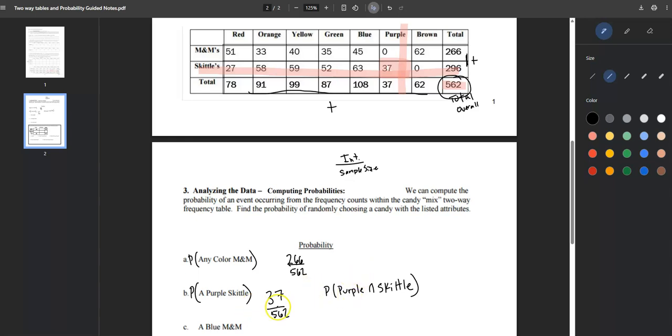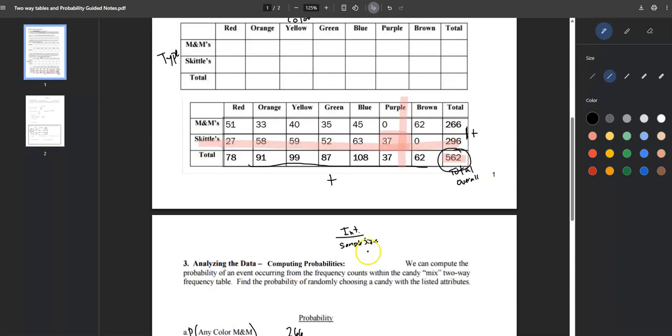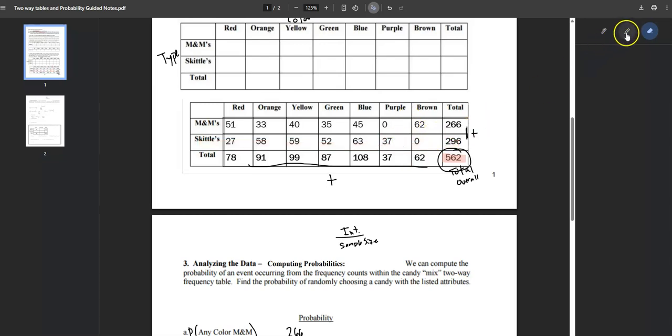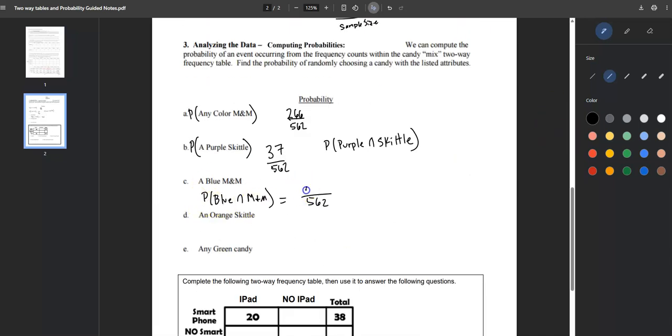Okay? Remember, you can put these as fractions or percentages, either way. If we look at this next one, this is the probability of getting a blue intersection M&M. So again, this will be out of 562, and then I just need to look and see how many blue M&Ms there are. If I go back here, I've got my blue, I've got my M&Ms, so that would be this 45. So this would be, again, 45 out of 562.